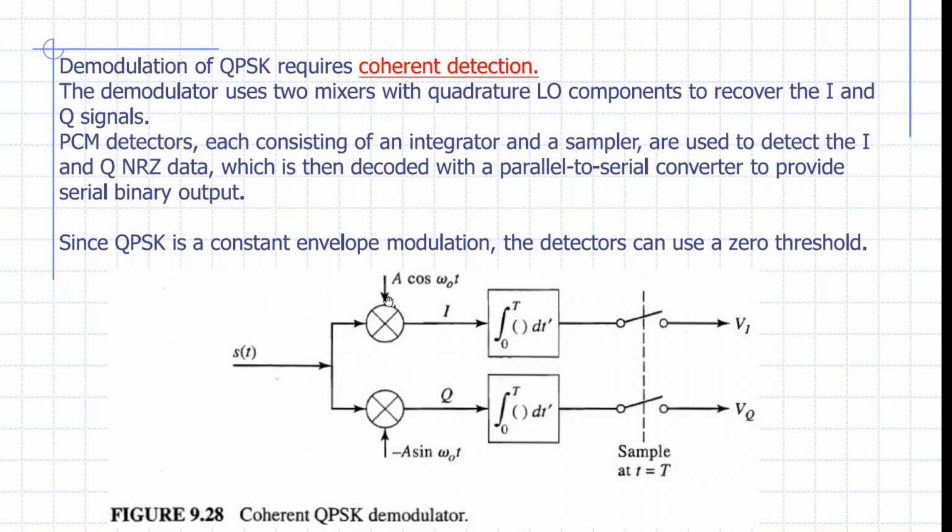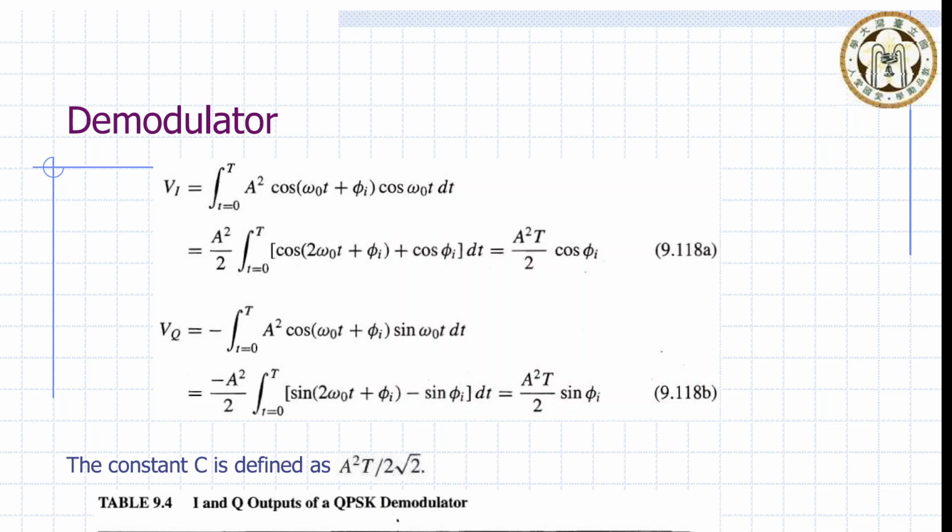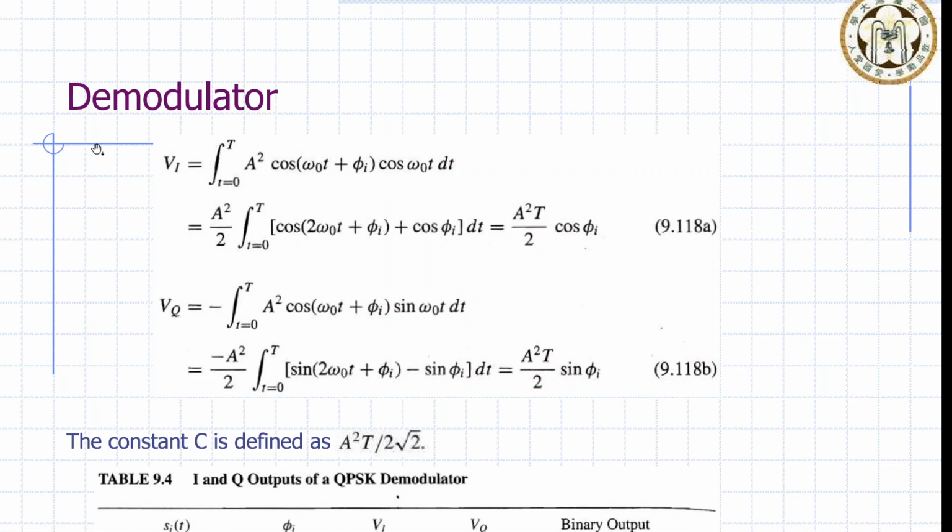So 2 BPSK receivers in parallel, and V_i is the received value for the I channel, and V_q is the received value for the Q channel. Then we will be using a 0 threshold. Each channel will be using a 0 threshold. The threshold is 0, similar to BPSK. So this is the expression for the demodulator.